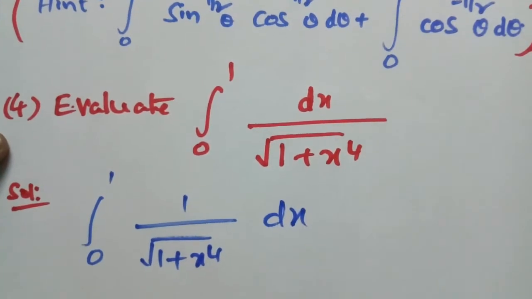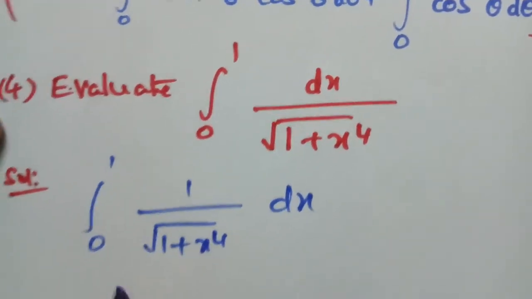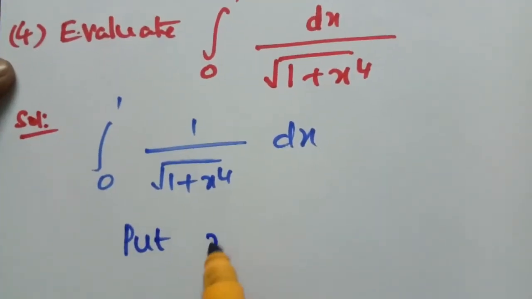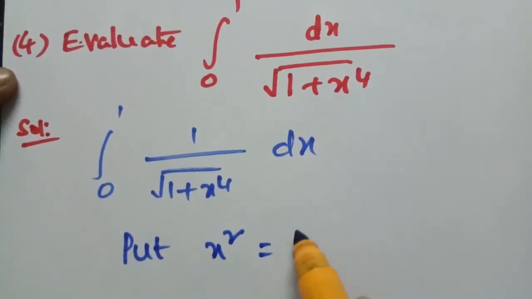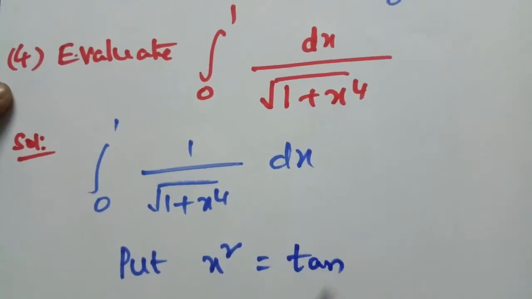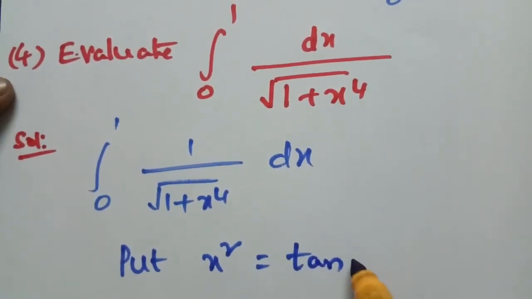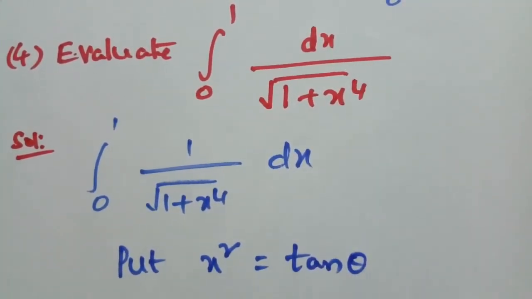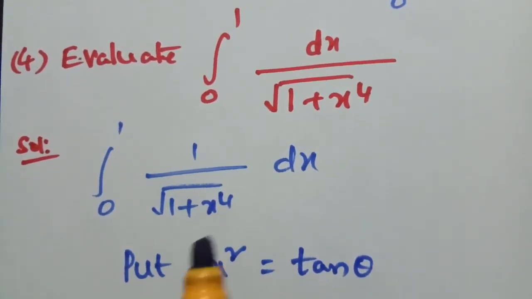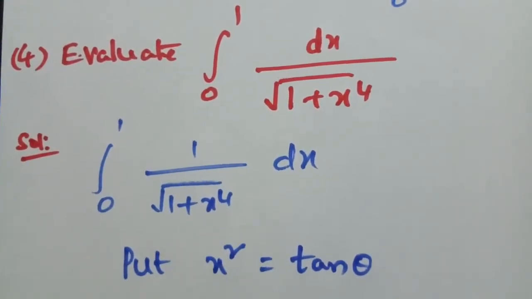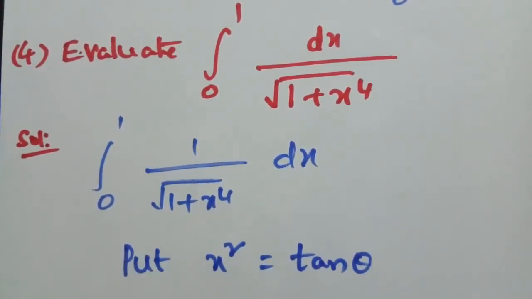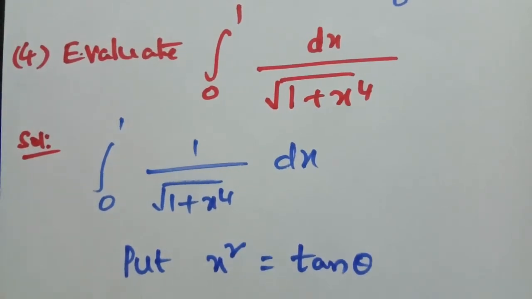Here we use integration by substitution. Put x square is equal to tan theta. If we substitute x square is equal to tan theta, then x square whole square, that is x to the power of 4, is tan square theta. 1 plus tan square theta is secant square theta, and root of secant square theta is secant theta.